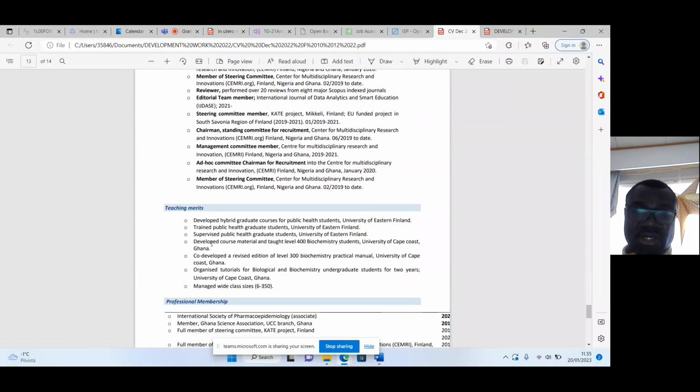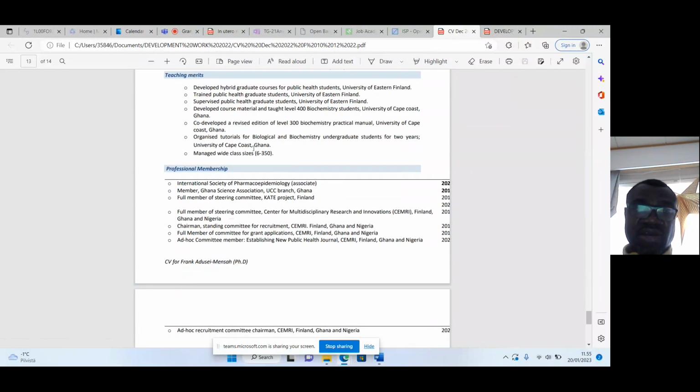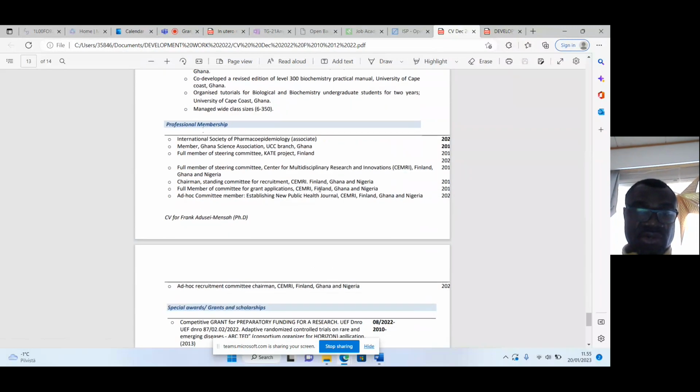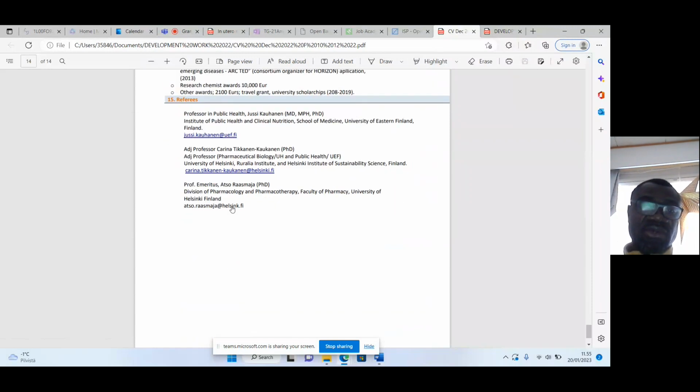And then teaching merits, like a teaching portfolio: what you have been teaching, what classes, the number of students. So try to have an outline of that. And then you have professional membership. What associations are you a member of? So try to list the associations and since when you became a member. And eventually awards, grants or scholarships received. Some recent awards could be listed with dates before references or referees.